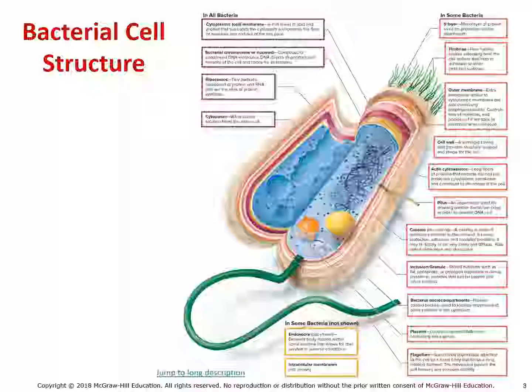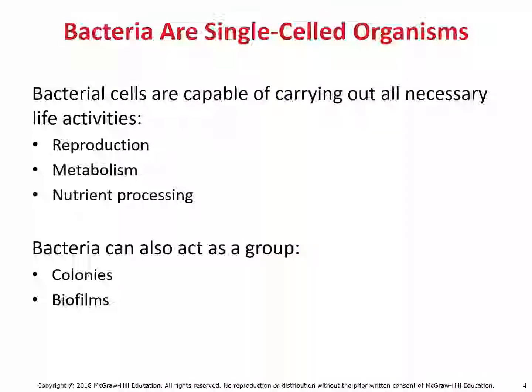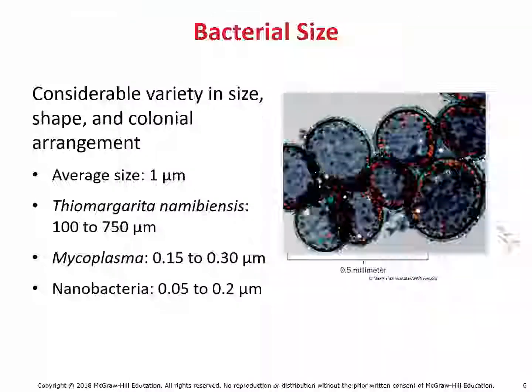So let's point out that bacterial cells are single-celled organisms. Again, these things are capable of carrying out normal life activities like reproduction and metabolism, and they break down nutrients and resources. They can act as a group or as a large mass of bacteria in things like colonies and even biofilms.